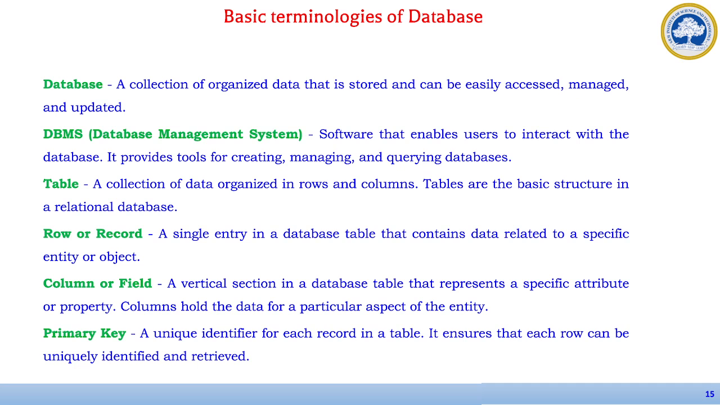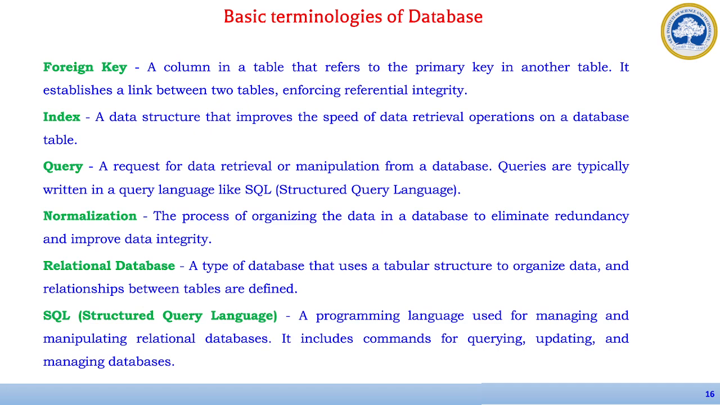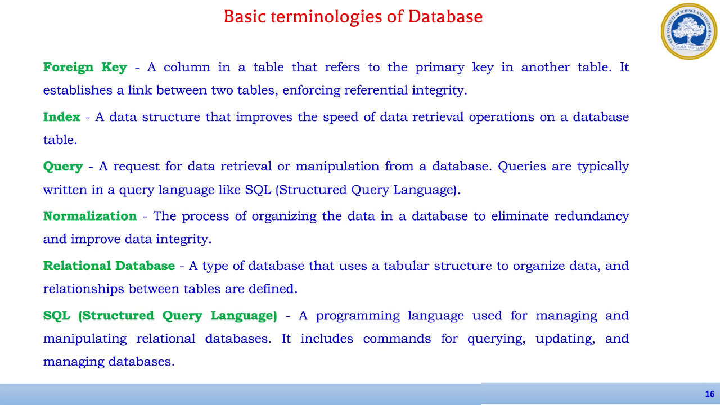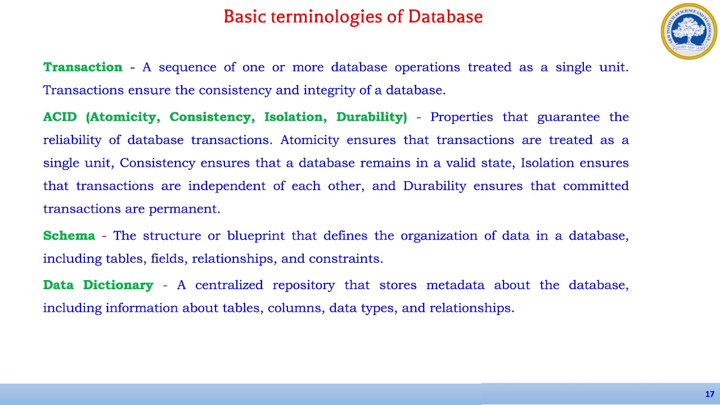And in the basic terminologies of the database, we are going to see what a database is, what DBMS is, what a table, row or record is, what a column is, what a primary key is, and what a foreign key is, index, query, normalization, relational database, and structured query language, transaction, ACID properties like atomicity, consistency, isolation, and durability. And next is schema and data dictionary. All those things we are going to see in the next PPT.